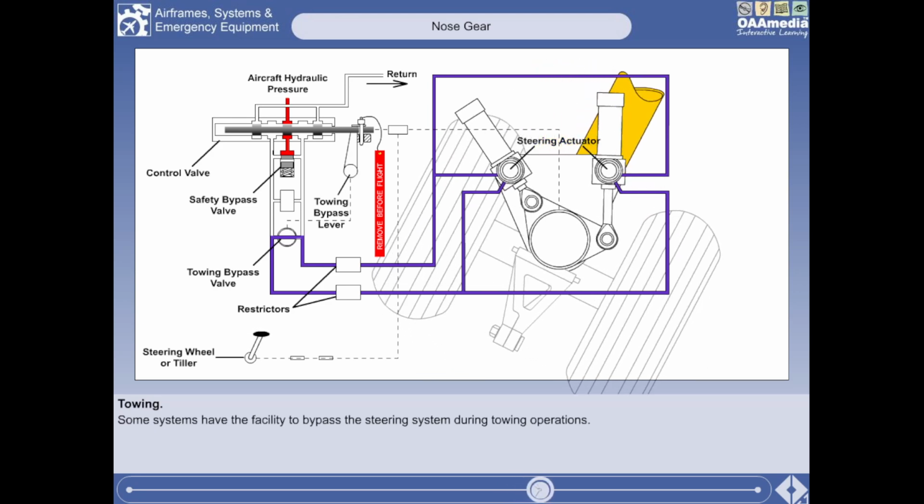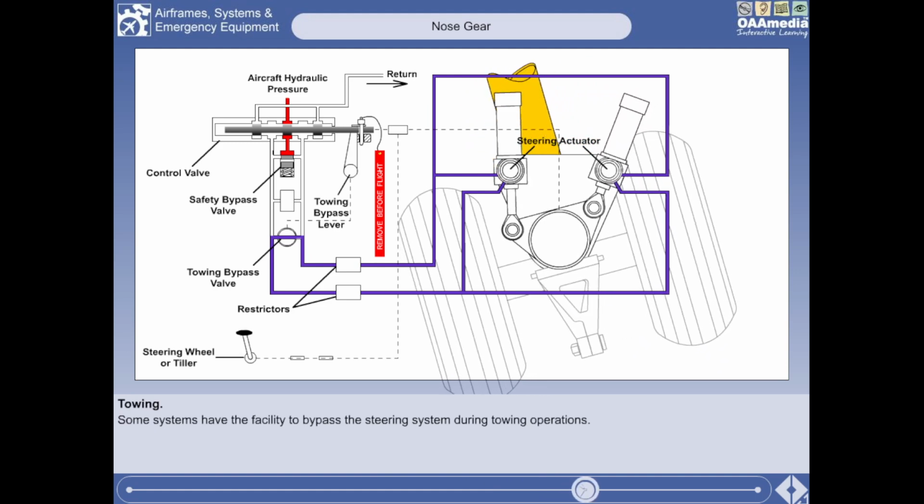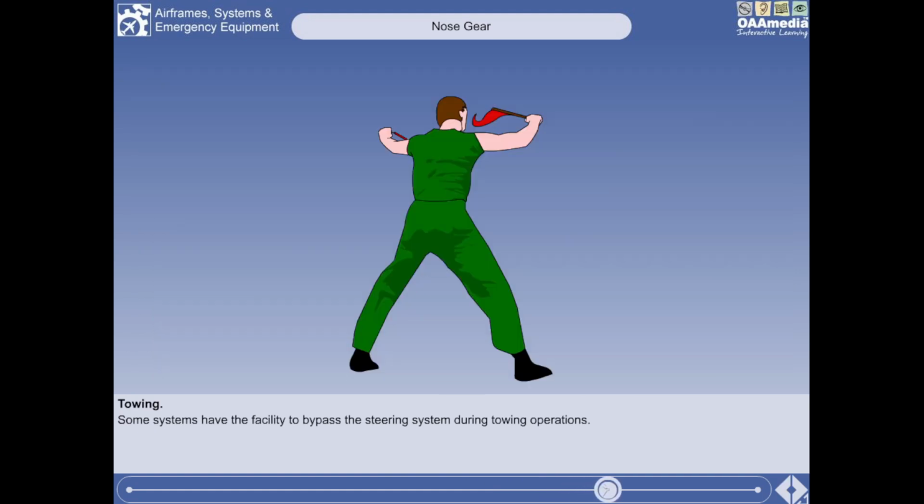The tractor can now tow the aircraft and turn the nose wheel as necessary. It is important that the bypass pin is removed before you commence taxiing. It is normally held aloft by the dispatching ground engineer as he moves clear of the aircraft, confirming to the pilot that it has been removed.